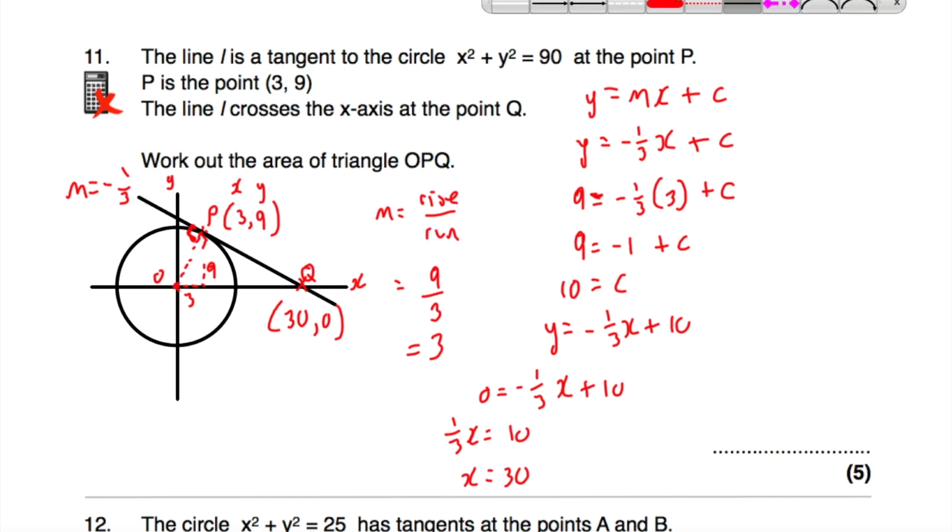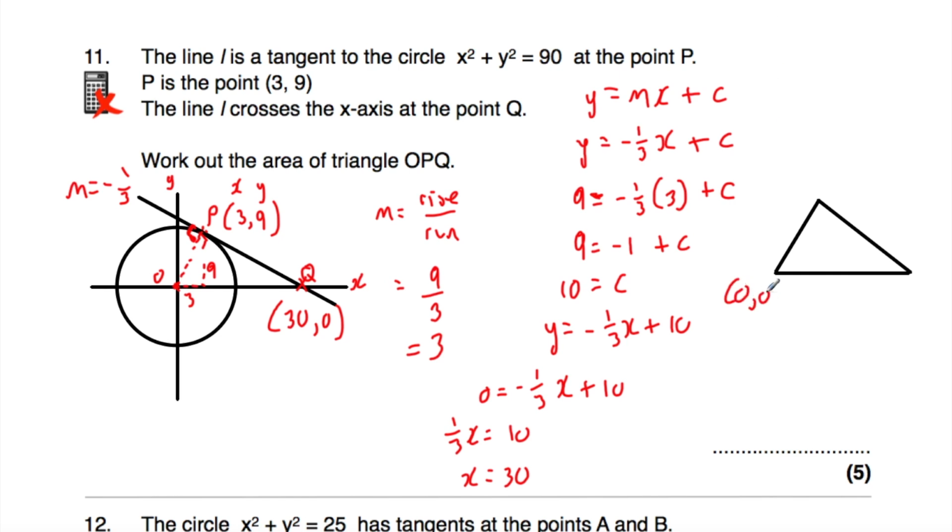So I'm just going to draw another sketch over here of the triangle OPQ. Okay, so we've got the point O, which is the point 0, 0. We've got P, which is the point 3, 9, and we've got Q, which is the point 30, 0.